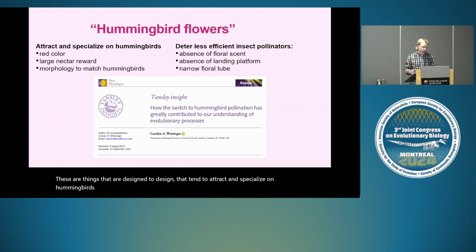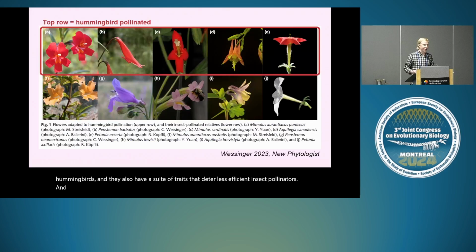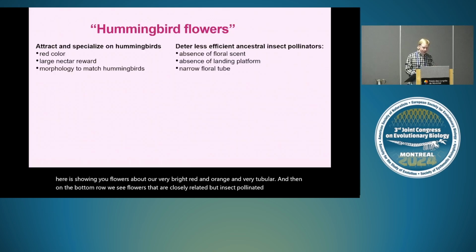And they also have a suite of traits that deter less efficient insect pollinators. Usually with hummingbird flowers, you kind of know it when you see it. The top row here is showing you flowers that are very bright red and orange and very tubular. And on the bottom row, we see closely related but insect-pollinated relatives.